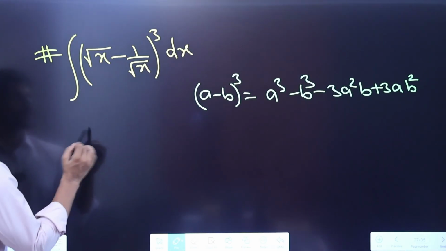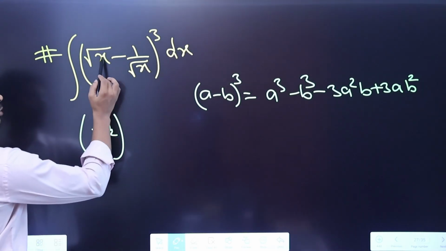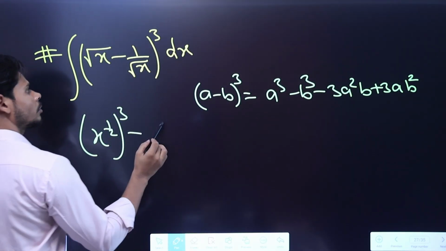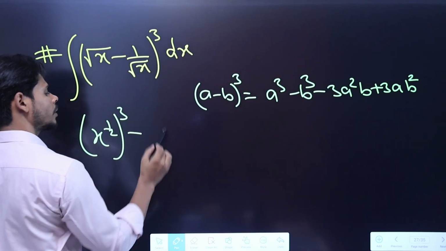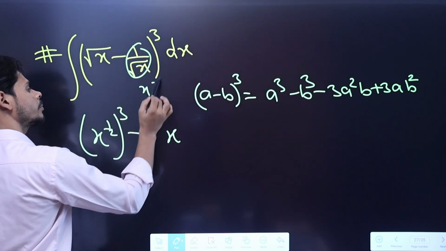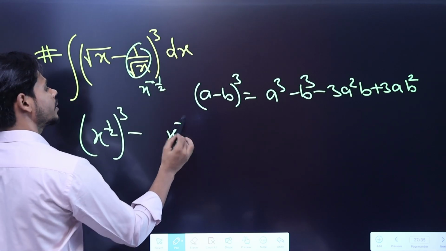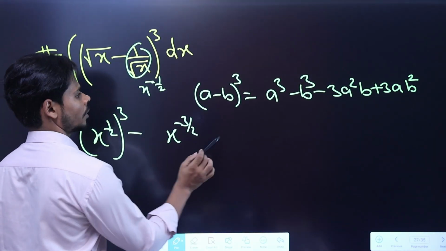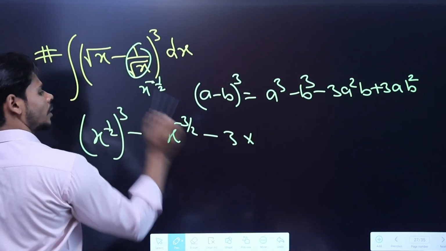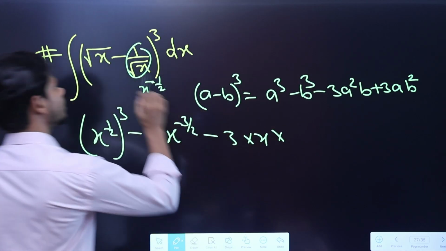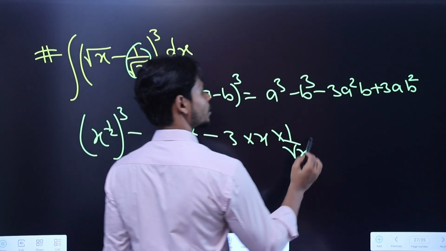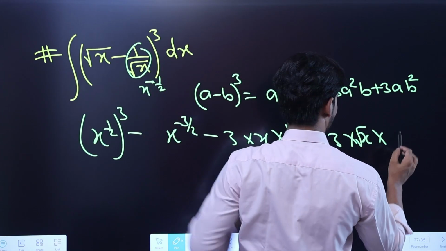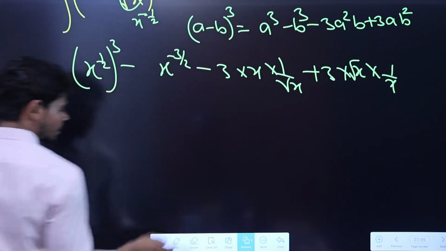So a cube means root x, x raised to power 1 by 2, okay? So raised to power 3, then minus b cube, where b can be written as x raised to power minus 1 by 2, so it will become minus 3 by 2, a cube then b cube, right? Then minus 3 a square, a square means x, and into b, b means 1 by root x, then plus 3 into a, which is root x, and b square is 1 by x. Let's solve this.